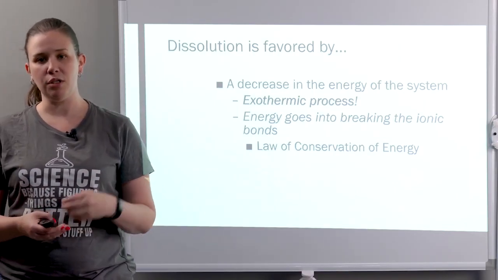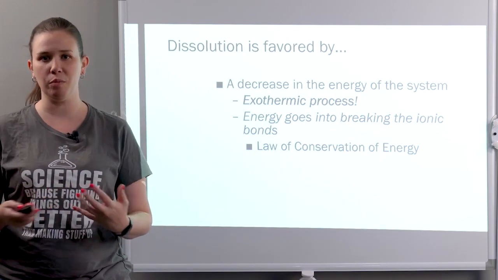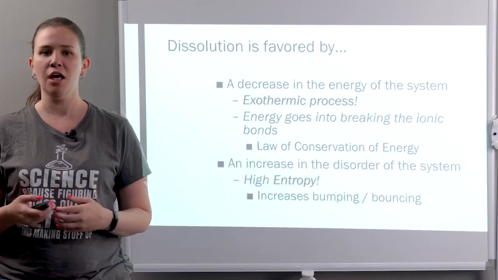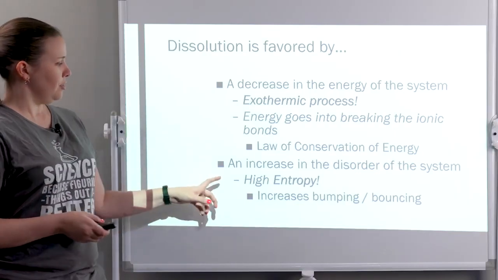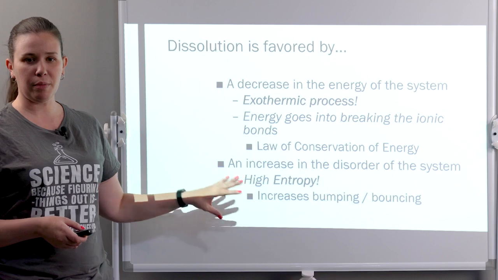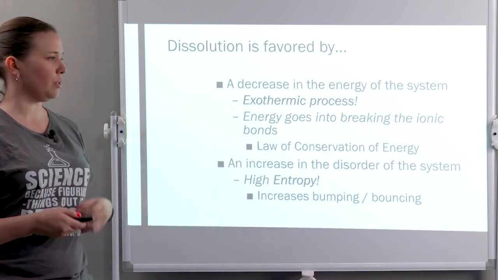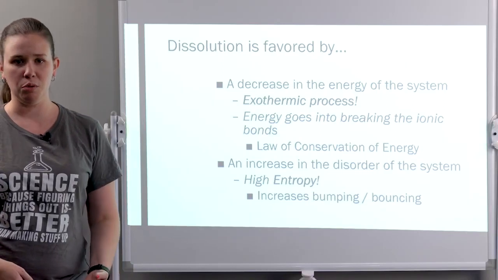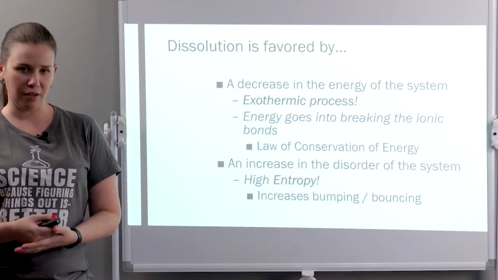The other type of energy we talked about was that stirring process and how it created all that chaos. Those particles bumping around are going to favor dissolution. And we call that entropy. So a high entropy with lots of bumping and bouncing around is going to favor the dissolution of the solute. It's going to help things dissolve more quickly. So basically we want an input of energy. Whether that's from heat or from chaos, it's still going to favor dissolution.